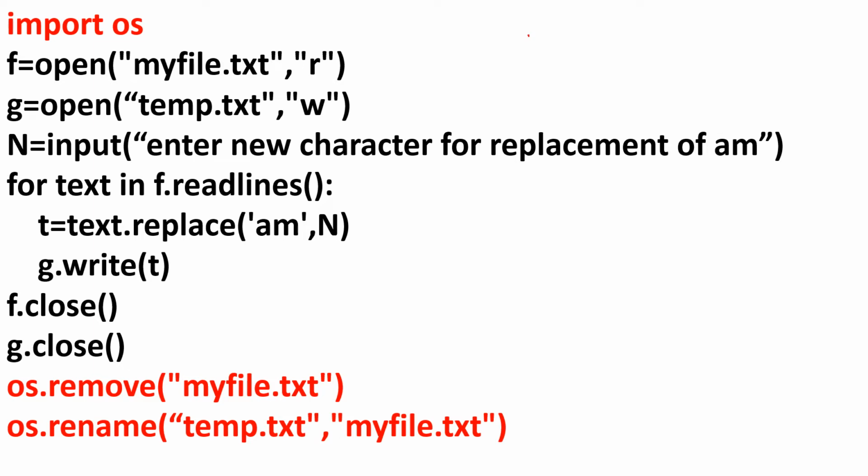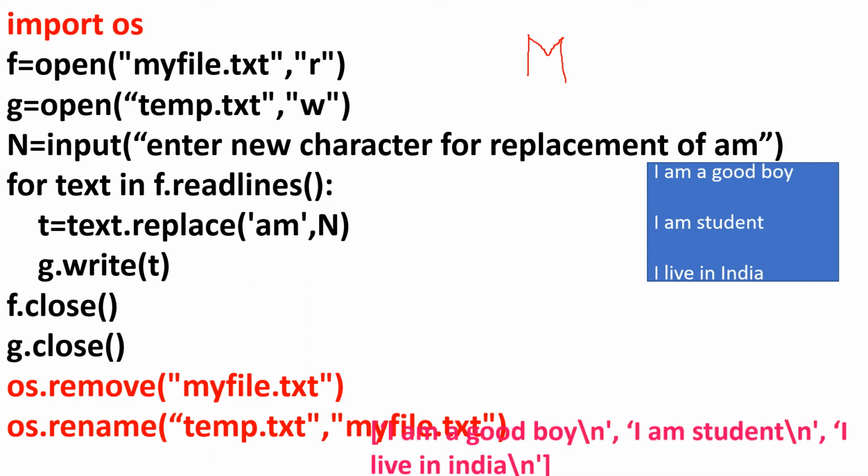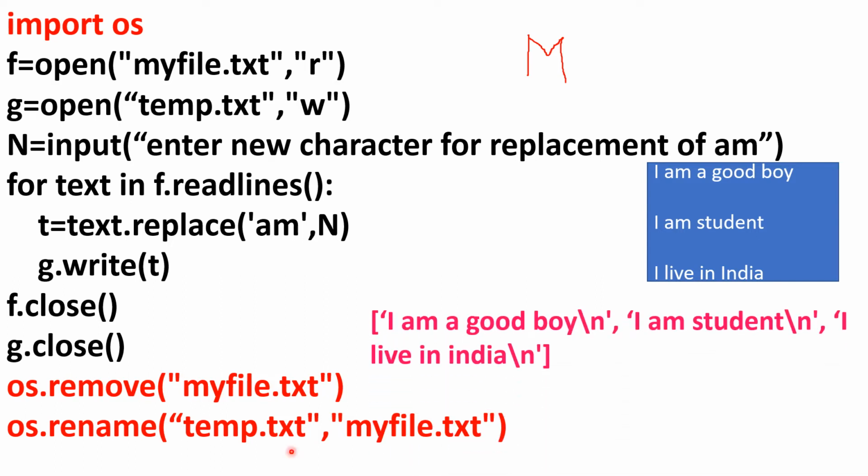Now suppose that the character entered by the user is m. The content present in the file is this: I am a good boy, I am a student, I live in India. f.readlines will read all these lines into a list, and they will appear in the list at index numbers. Like the first line will appear at the 0th index, the second at the 1st index, and the third at the 2nd index.